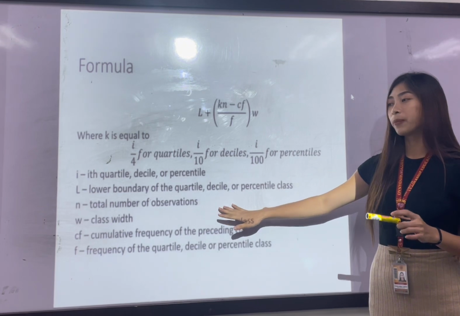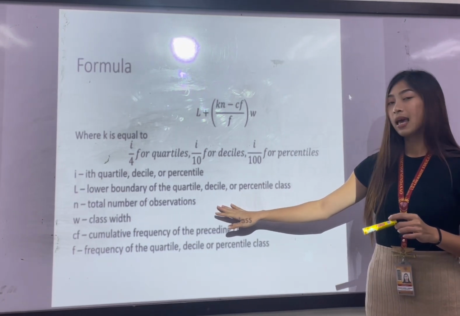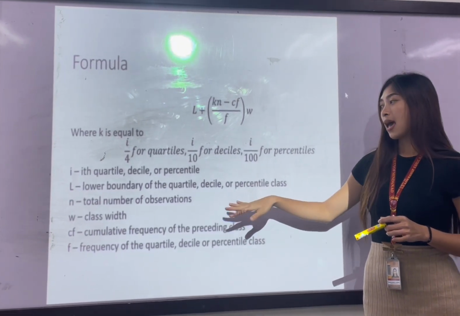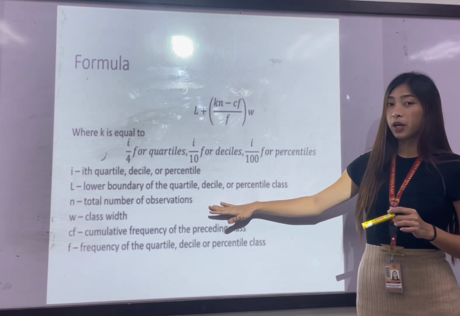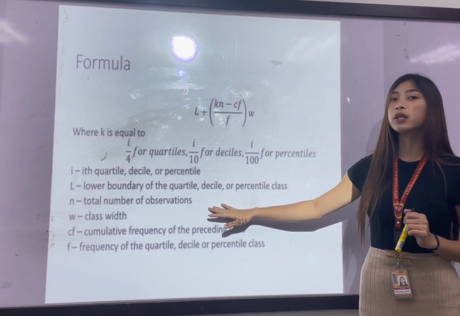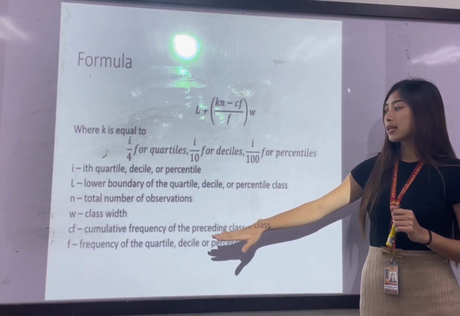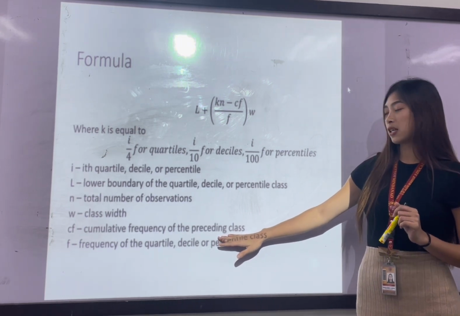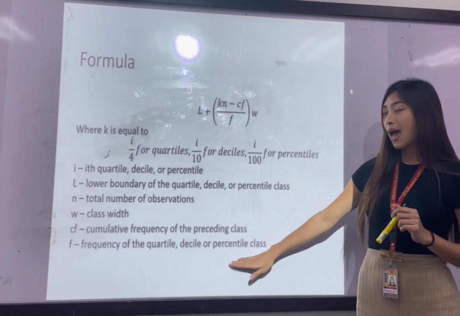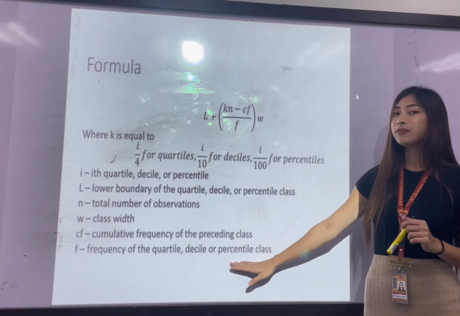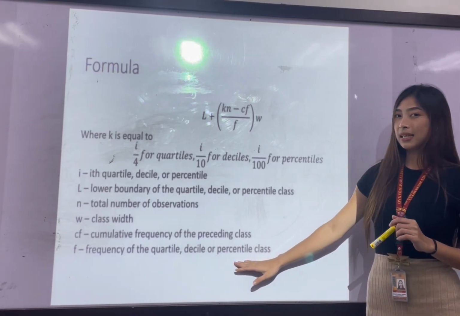L is the lower boundary of the quartile, decile, or percentile class. N is the total number of observations. w is the class width. CF is the cumulative frequency of the preceding class. f is the frequency of the quartile, decile, or percentile class.